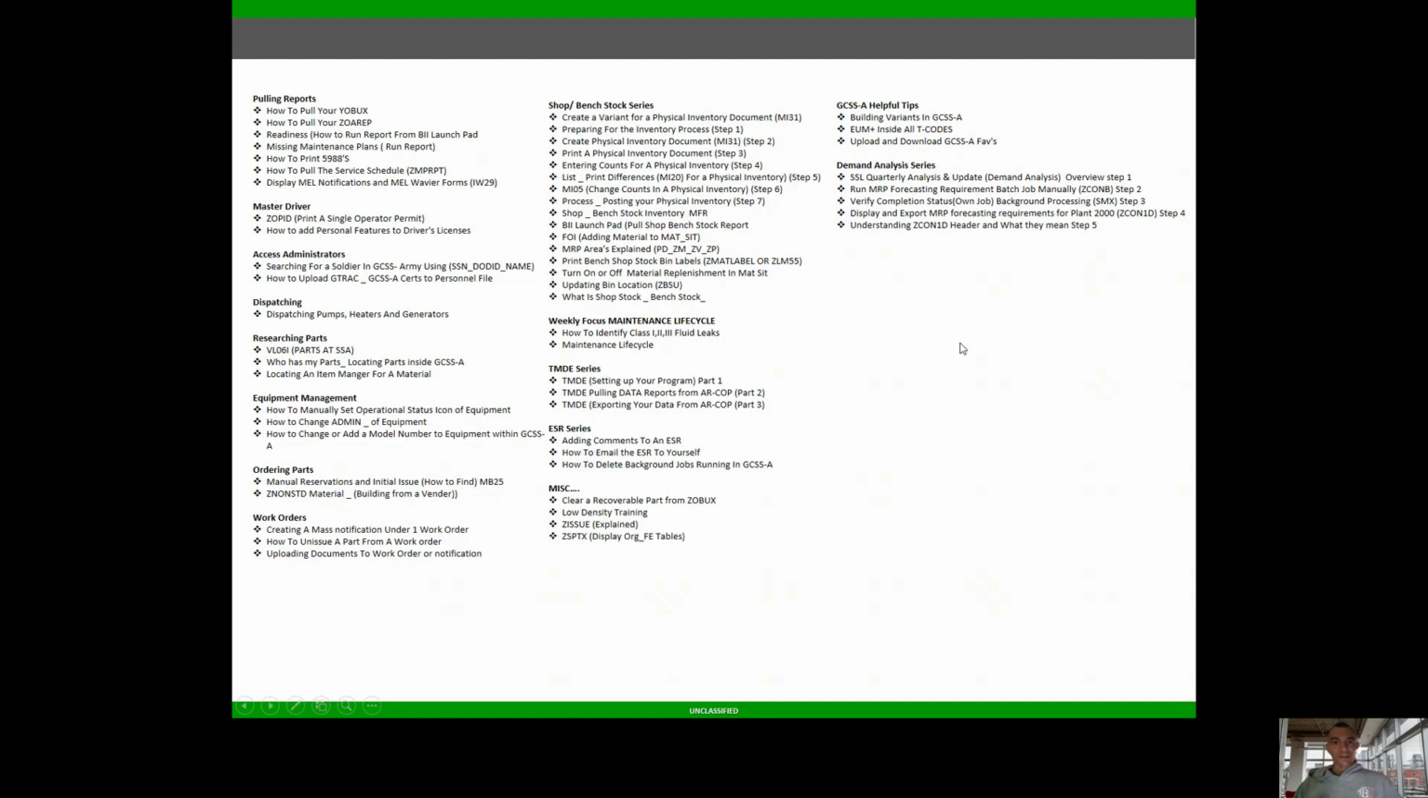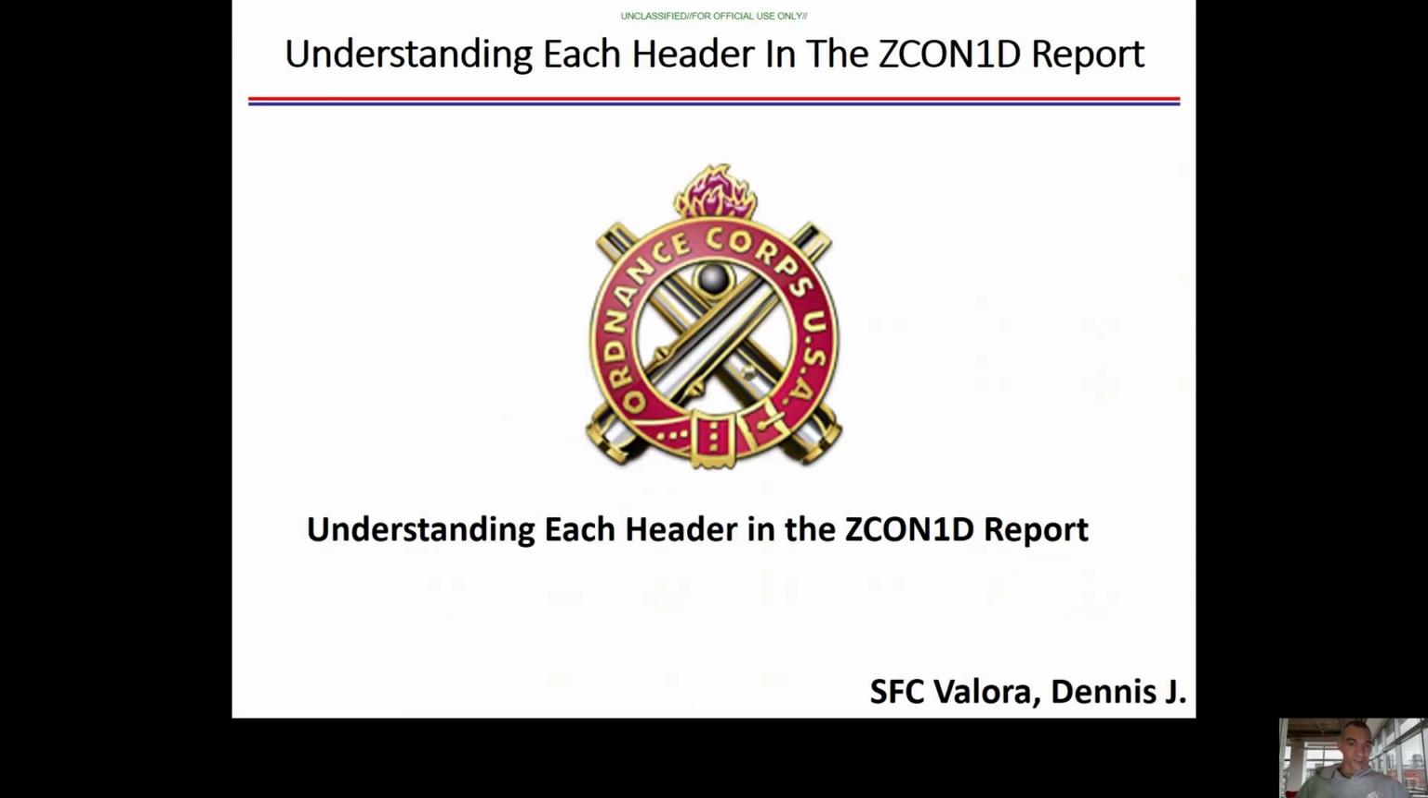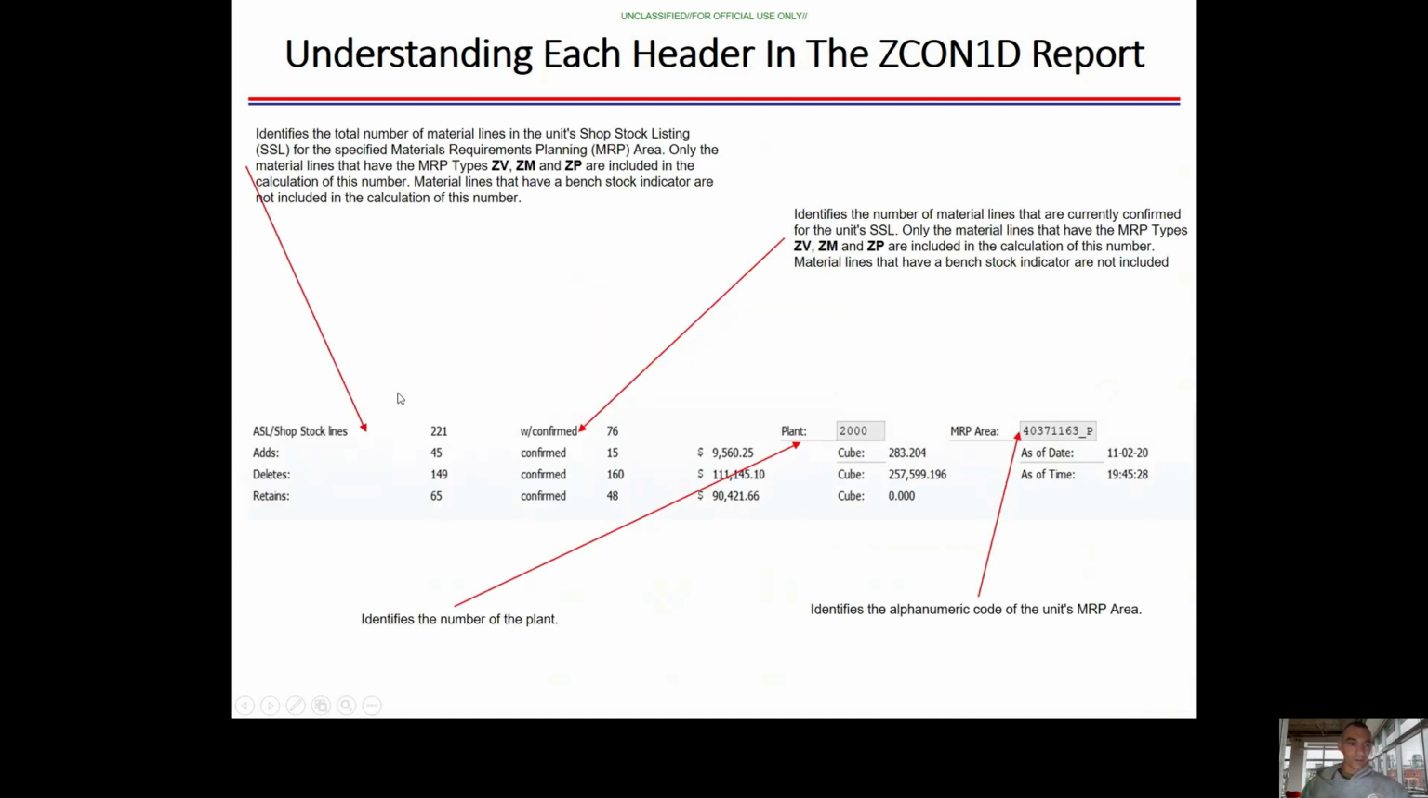All right, so today's lesson is understanding each column in the ZCON1 Delta report. I think this is critical. Like I said, we need to understand what the columns mean in order to actually understand the workbook. So we're going to break it down column by column and header by header. In this one, we're going to cover the headers. When you run the ZCON1 Delta report, you'll have a top portion that's going to cover all these blocks, and then you're going to have all the additional columns underneath of it.